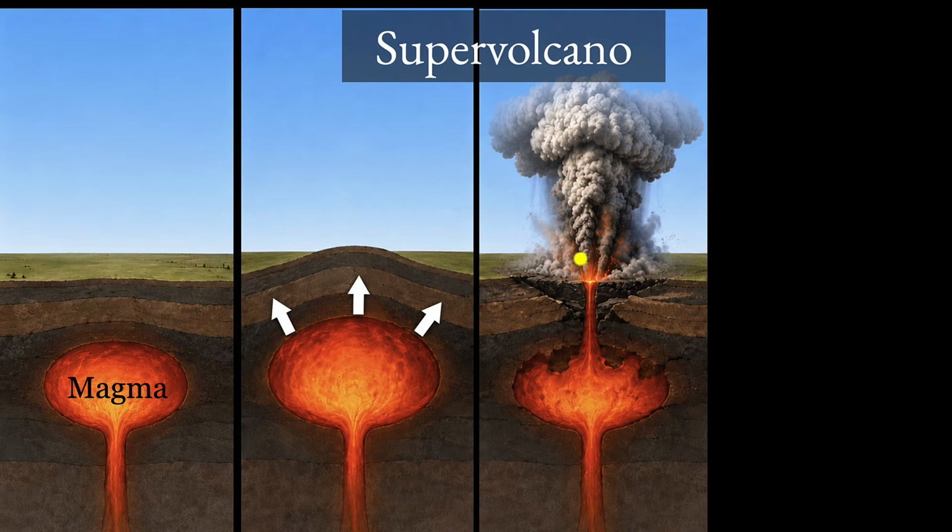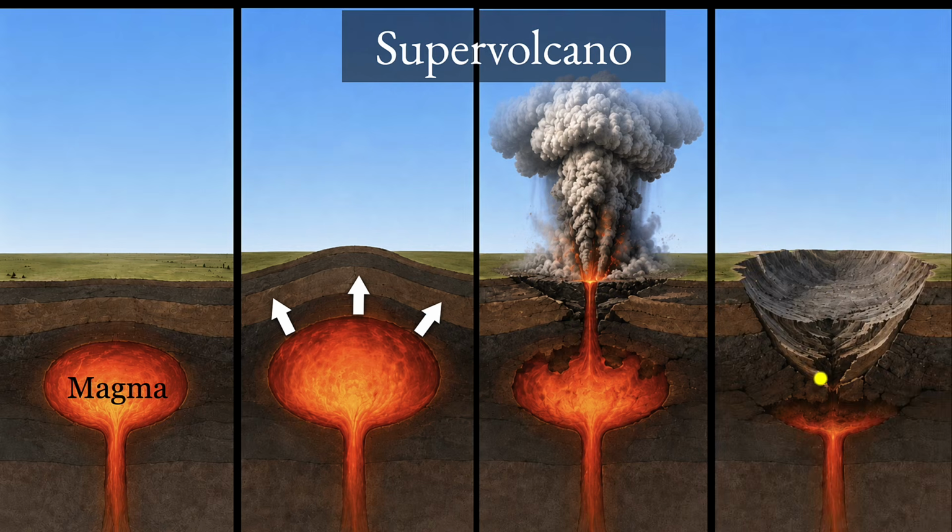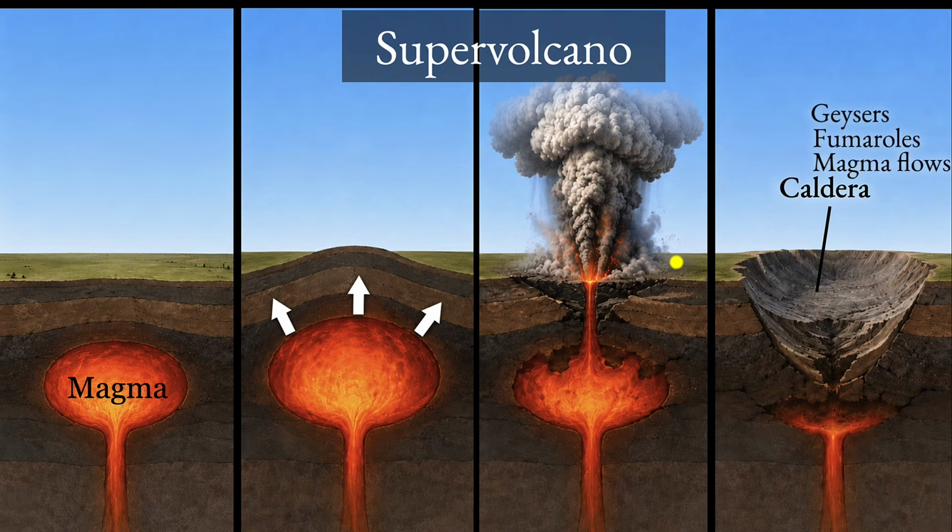After such an enormous eruption, a lot of pressure is released, and so now the upper chamber collapses under its own weight, forming a giant bowl-shaped depression called caldera. And what's interesting is that this process can repeat at that same spot. So calderas are telltale signs of supervolcanoes and past eruptions. And these calderas are also known for still active volcanic activities, such as geysers, fumaroles, and magma flows.